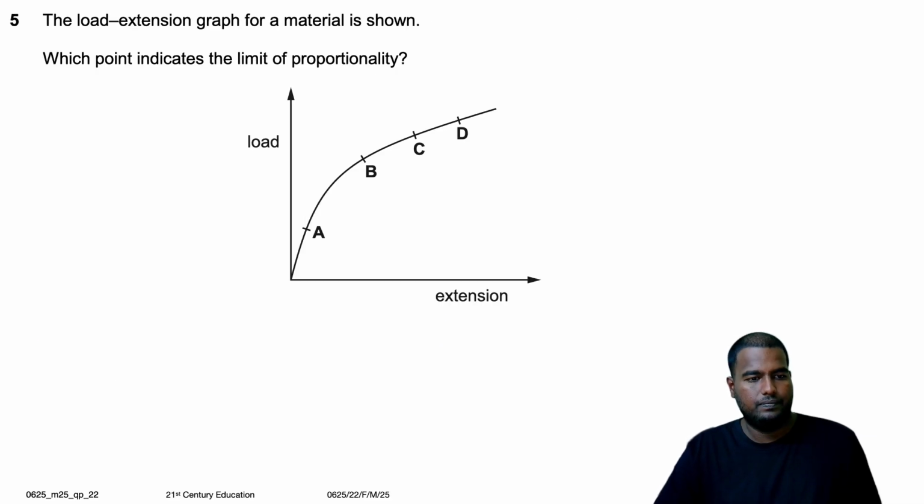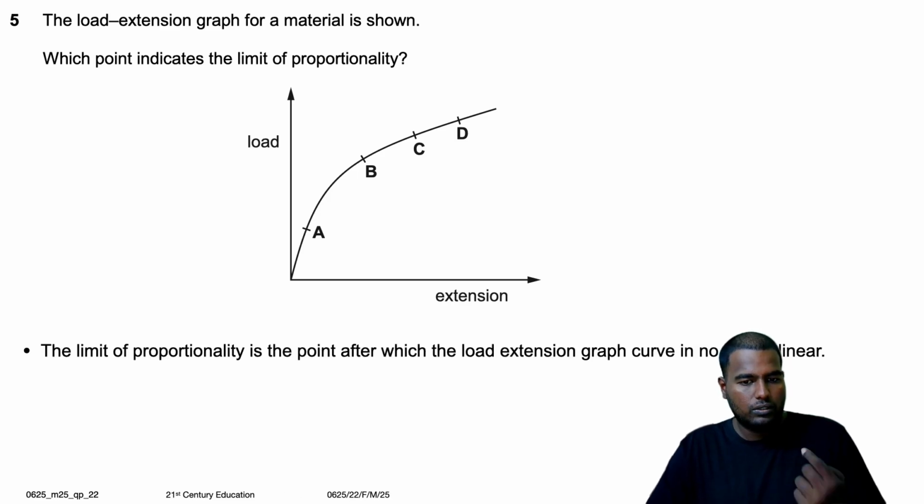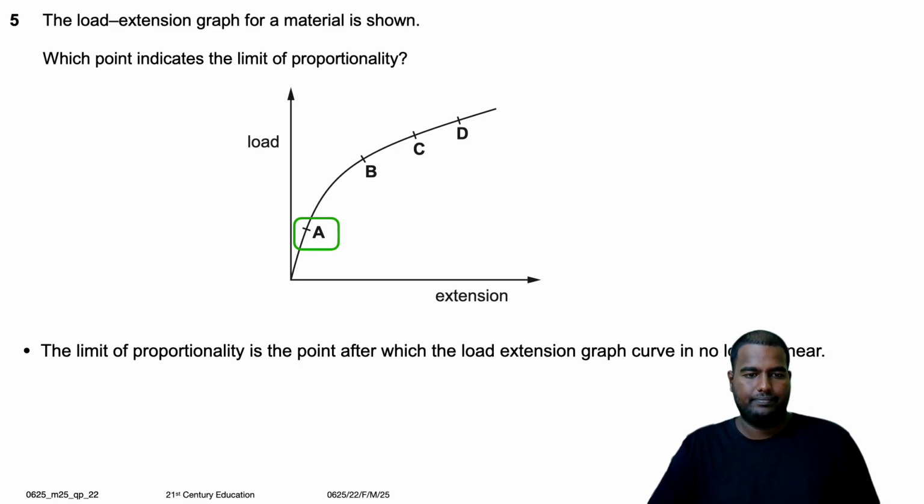The load extension graph for a material is shown. Which point indicates the limit of proportionality? Limit of proportionality is the point after which the curve is no longer linear. So it's A. Until A, the graph is a straight line, and then the gradient starts to change.